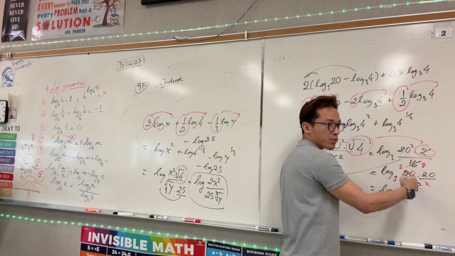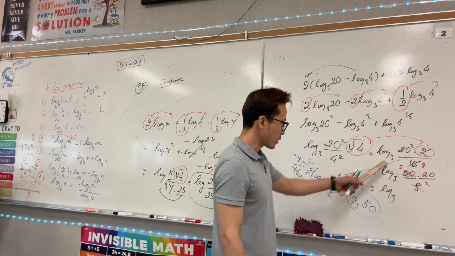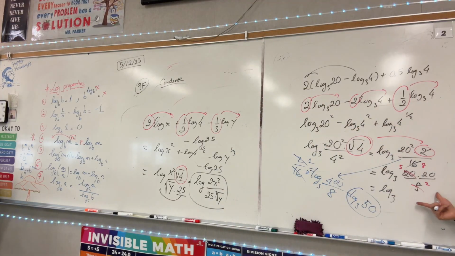So you can simplify it. That's what I'm trying to do. But I think 20 squared is easy. If you do this way, you cancel this and you cancel one more time. 20 divided by 2 is 10. 5 times 10 is 50. But either way is fine.